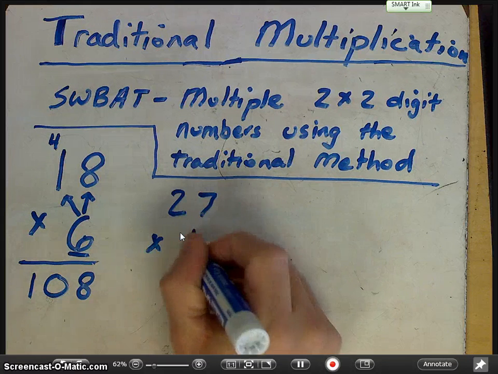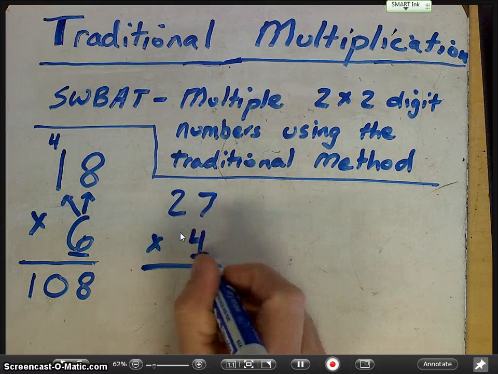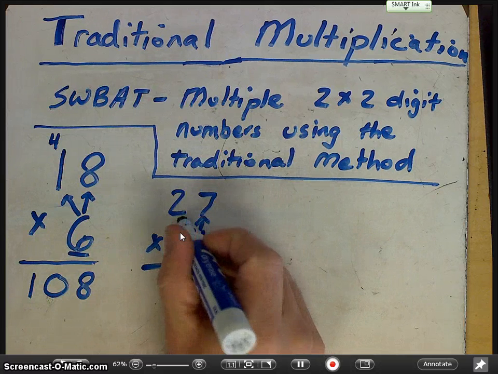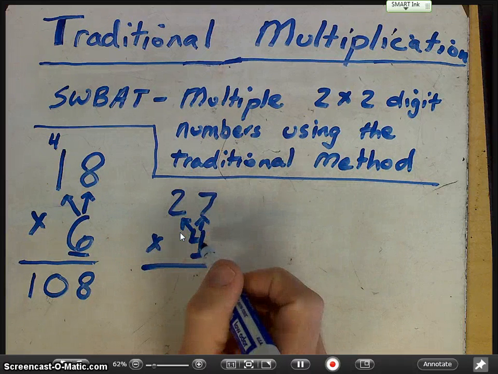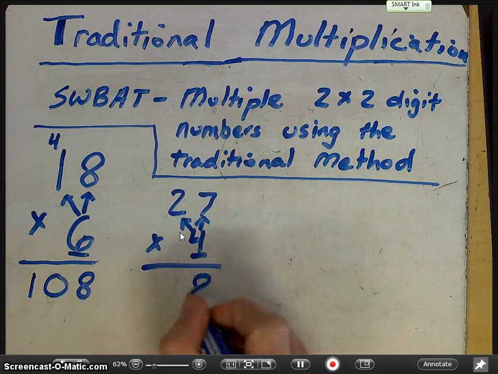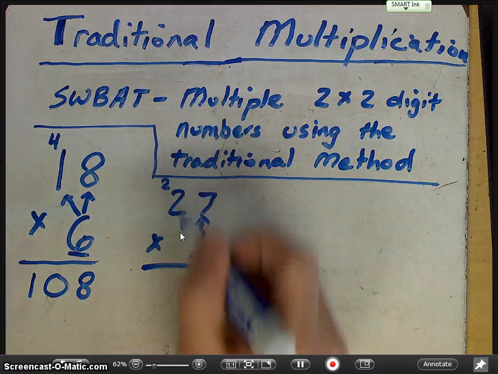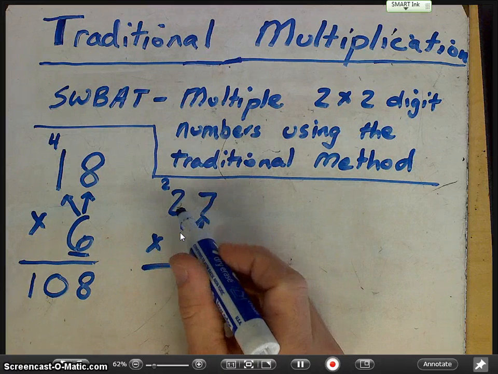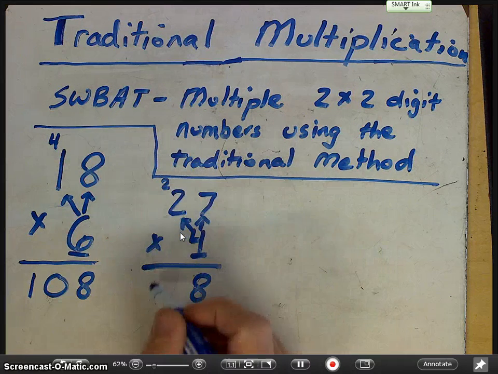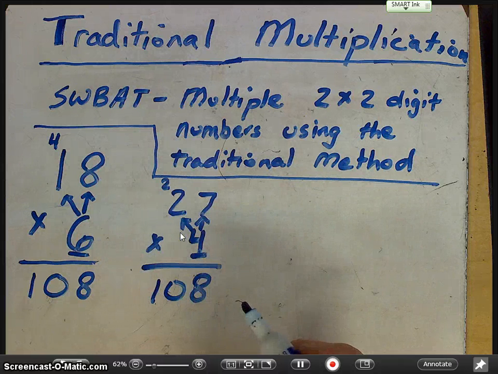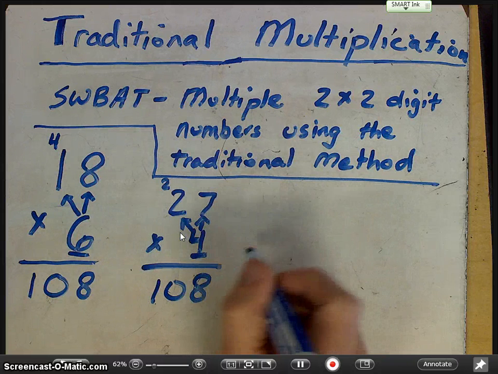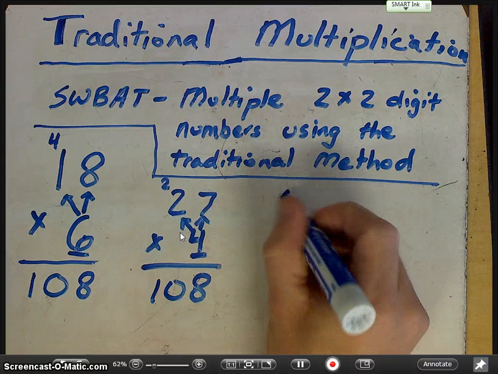Let's try with another one. 27 times 4. So we start with the 1 spot, and we do it times both the numbers. So 4 times 7 is 28, so I bring down the 8. I carry the 2. 4 times 2 is 8. 8 plus 2 is 10. I also get 108. Wow, that's weird. I just made those up on the fly. All right, next. Let's hope we don't get it again.